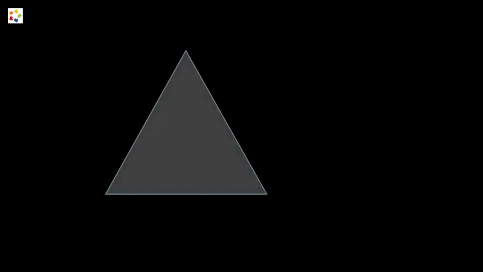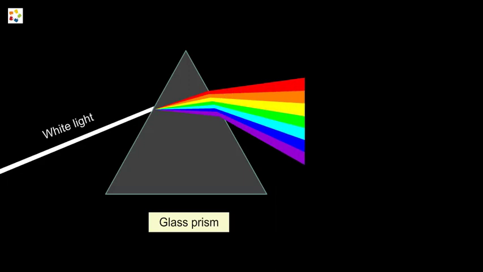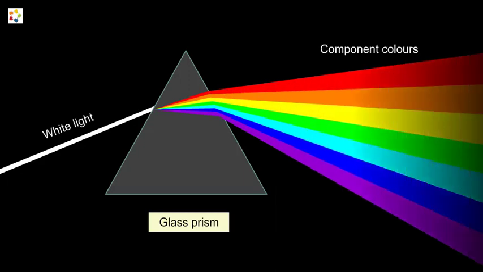We can observe the effect of light dispersion with a glass prism. When white light enters the prism, the different colors start to spread apart due to dispersion. As the light rays come out of the prism, they are further separated from each other.